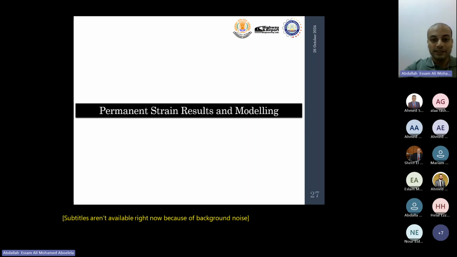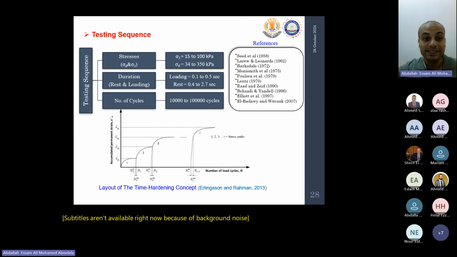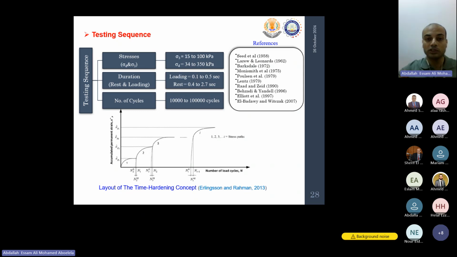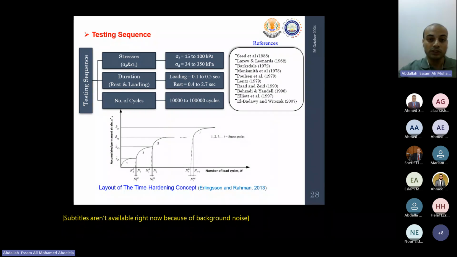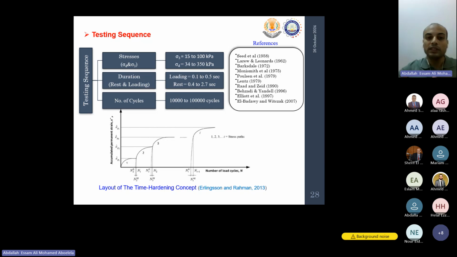Finally, for the permanent strain results and modeling, as we know, the testing sequence depends on the stresses, durations, and the number of cycles. Stresses include the deviatoric and the confining stresses. In the literature, the confining pressure ranges between 15 to 100 kilopascal, and the deviatoric stress ranges between 34 to 350 kilopascal. The duration includes the loading duration and the rest duration. The loading range according to the literature is 0.1 to 0.5 second, and the rest ranges between 0.4 to 2.7 seconds. And the number of cycles ranges between 10,000 to 100,000 cycles.